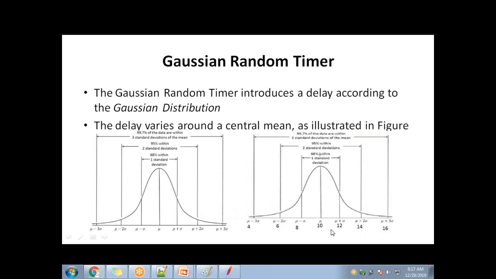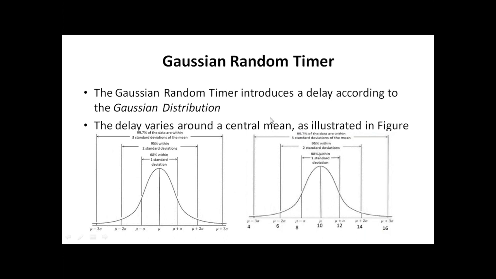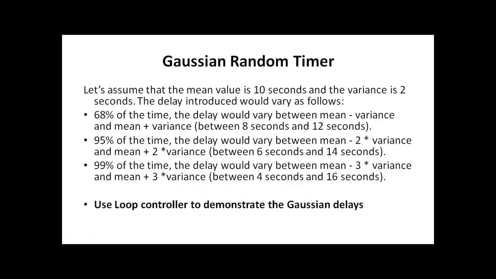So all you have to give is two components, just like in the uniform random timer, where you gave the constant delay and the random delay. Here also you have to give the mean and the variance, and automatically it will show you. The mean is 10 and the variance is 2. So running 100 iterations, 68 times it will be between 8 and 12 seconds, 95 times between 6 and 14 seconds, and 99.7 times between 4 and 16 seconds. So that's how it is. All you have to give is the Gaussian random timer.